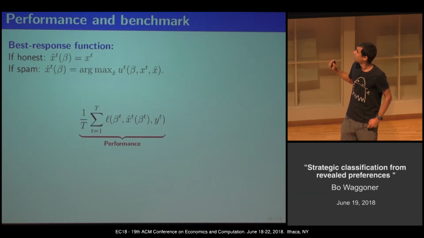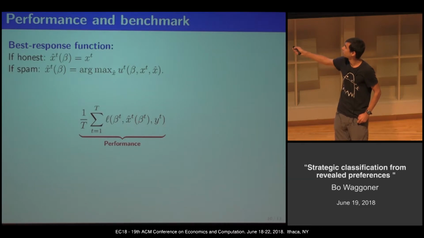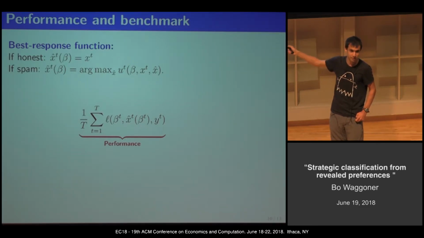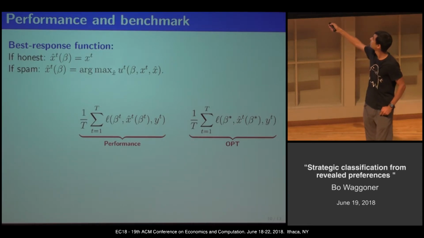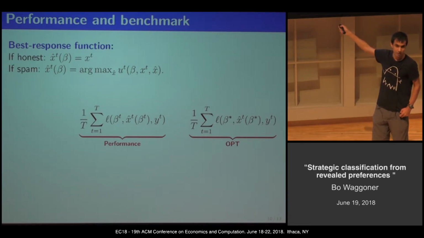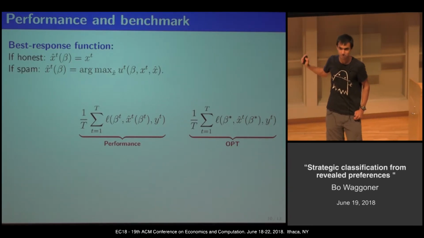Okay, so the benchmark we want to compare to is not how would some beta star have performed on the things we actually observed, but how would it have actually performed when people responded to it. So what would be the best possible average loss of some beta star, given that each arrival best responds to beta star, and of course the true label stays the same.